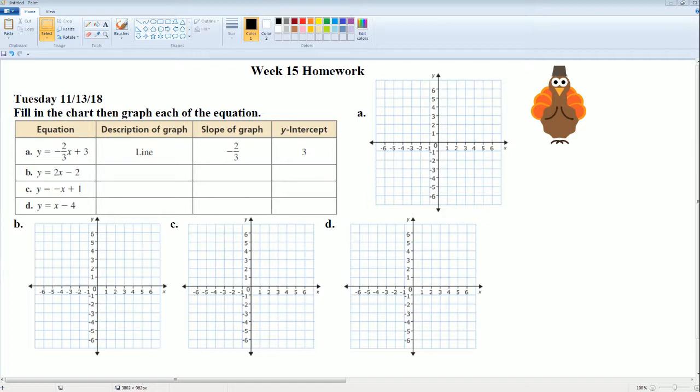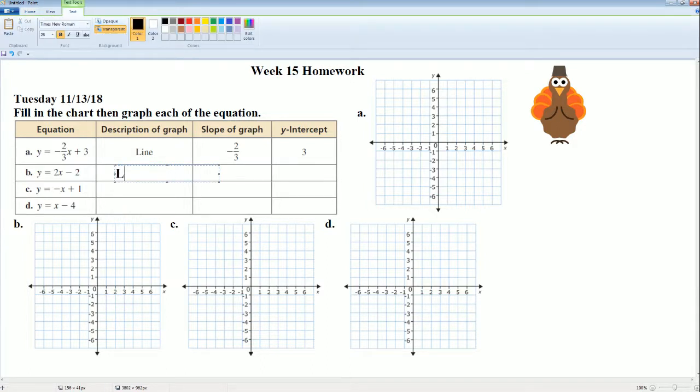Here we have Tuesday, November the 13th, 2018. Alright, here we have four different problems, A, B, C, and D. They all ask us to fill in the chart, then graph each equation. Just to let you know, these are all linear equations, so these are all going to be lines for us. So let's just make sure we fill that in.